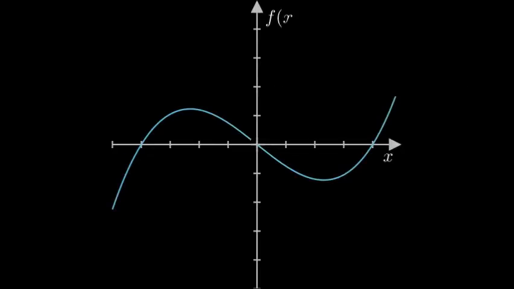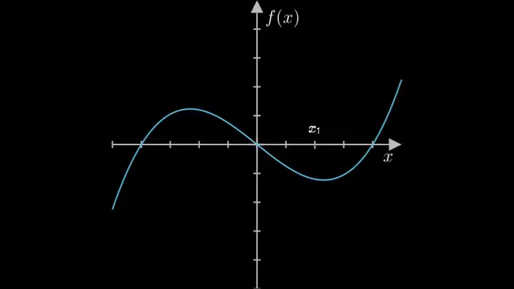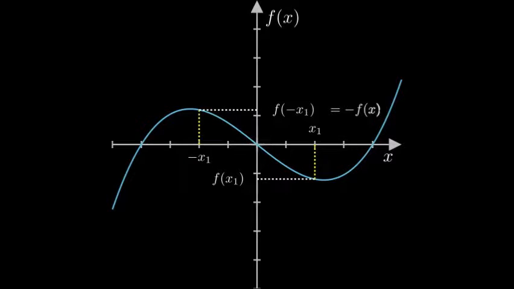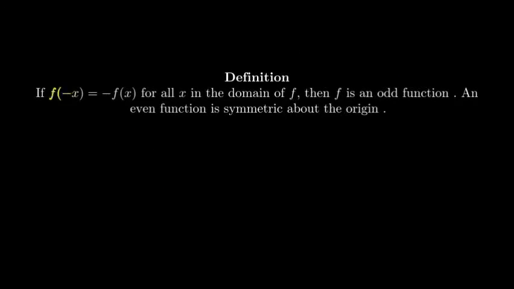Another case arises from rotating a graph by pi angle about the origin. If the new graph looks exactly the same, we say that the function is symmetric about the origin. Formally, this property says that the values of the function with opposite values of arguments are opposite. Such a function is called odd, and odd functions are symmetric about the origin.